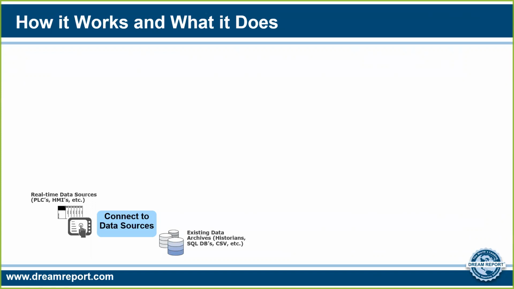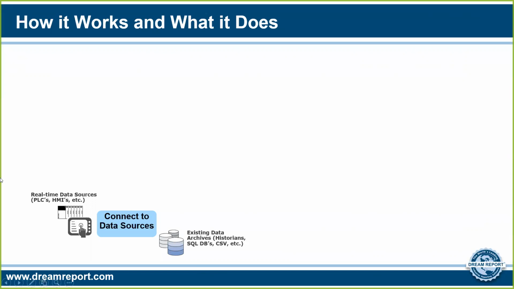First thing you do is you configure your communication drivers to whatever data source. So likewise in Dream Report, where's our data coming from? Is it from an existing data archive, meaning an external process historian, SQL database, HMI log file? So in this case, the data has already been collected and stored by some system outside of Dream Report. Or are we getting real-time data directly from our PLCs or HMIs?